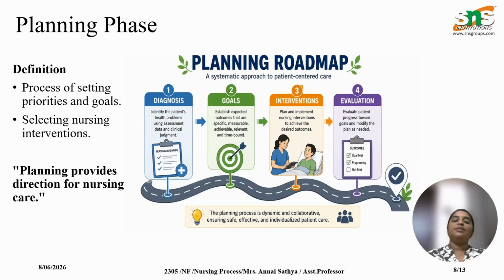Next we move on to the planning phase. Planning is the third step of the nursing process. During this phase, nurses establish priorities, set goals, determine expected outcomes, and select appropriate nursing interventions. So planning provides a clear direction of patient care.